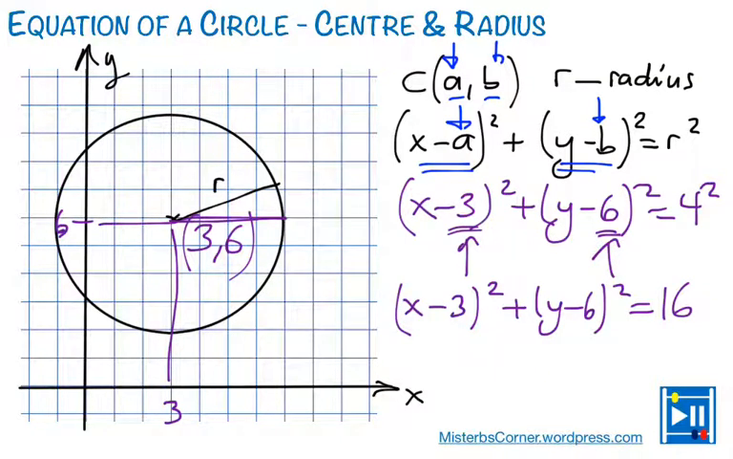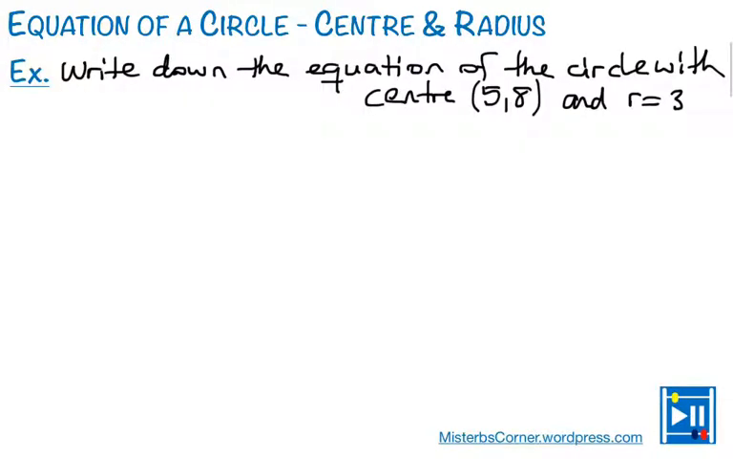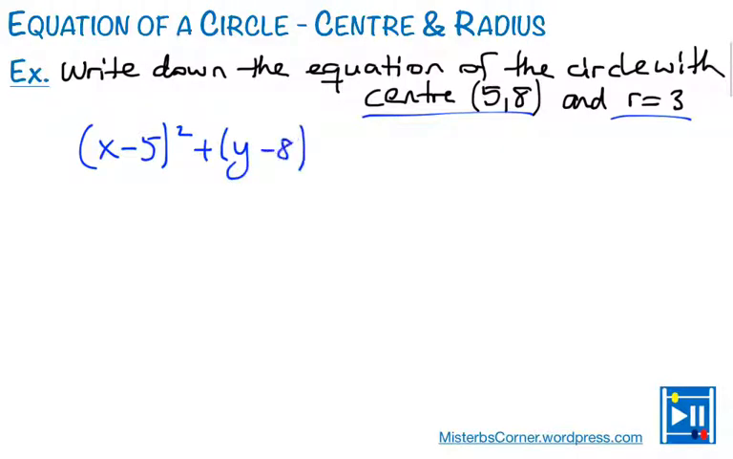Now, let's see some examples. Write down the equation of the circle given the center and radius. Well, that's going to be (x minus 5) squared plus (y minus 8) squared equals 3 squared, which is 9. So this is the equation of the circle with center (5, 8) and radius being 3.